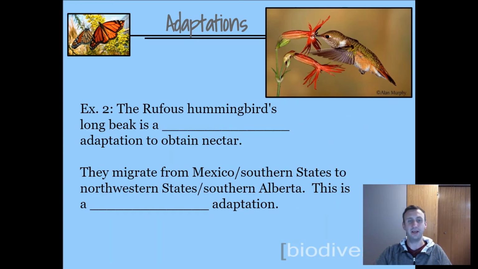Here's another question. The rufous hummingbird's long beak is a blank adaptation to obtain nectar. Okay, so is it behavioral, structural? Go ahead. They migrate from Mexico to southern states, to northwestern states, southern Alberta. This is a blank adaptation. What is it?